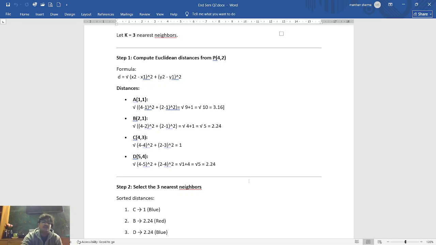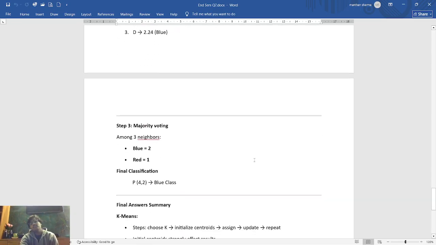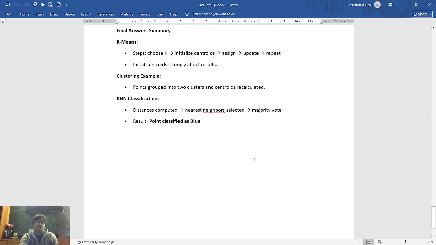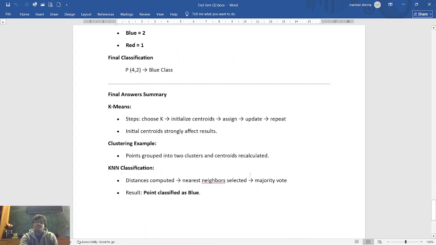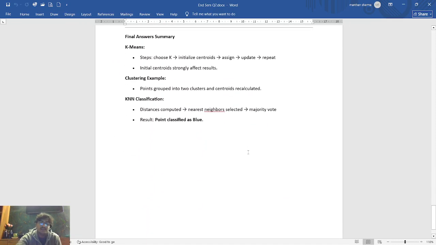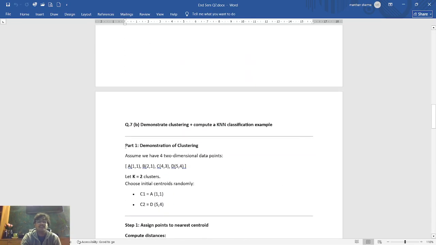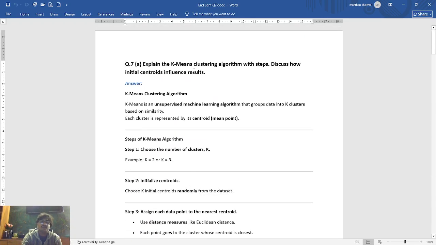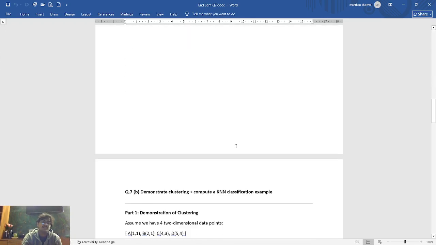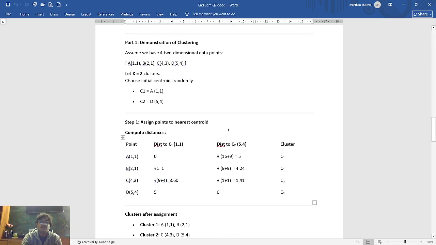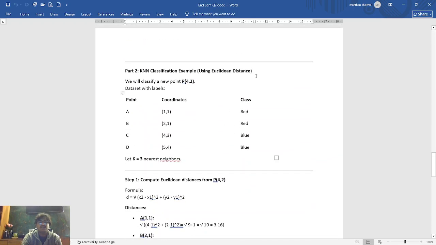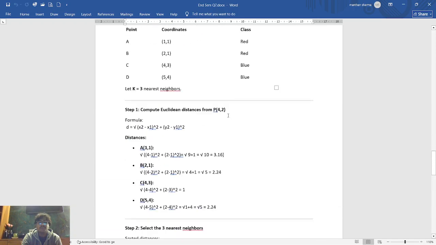So here's what we learned today. We learned that K-means groups data by minimizing distance to centroids, and that initial centroids matter a lot in determining the final clusters. We saw a complete example of clustering, and we performed KNN classification using distance calculation and majority voting. So this was all about question number 7, part A and part B. We have seen the K-means clustering algorithm and steps, and we have also seen an example for it. We have seen the clustering part and then KNN, using Euclidean distance.